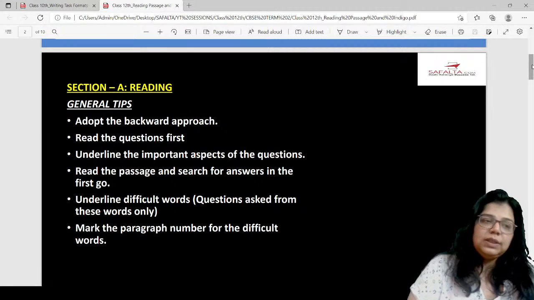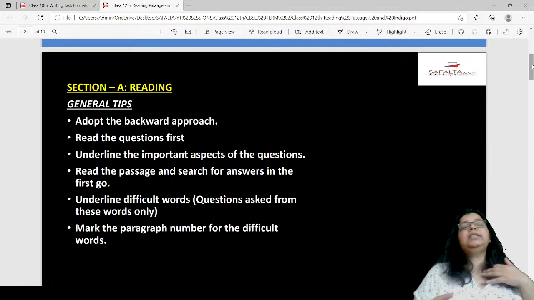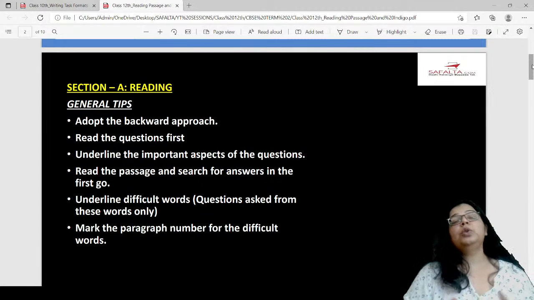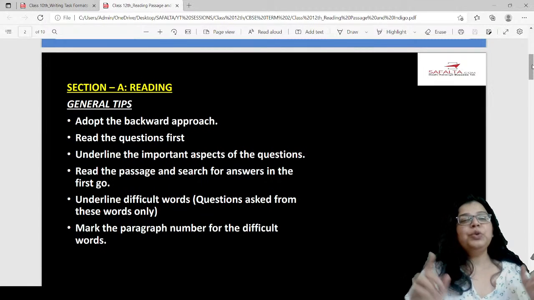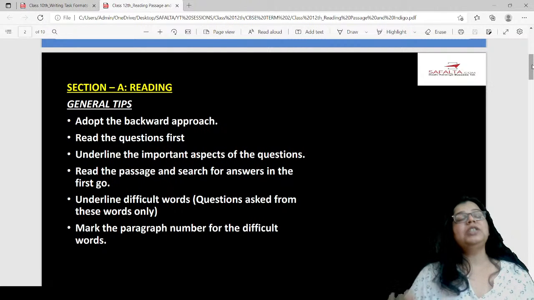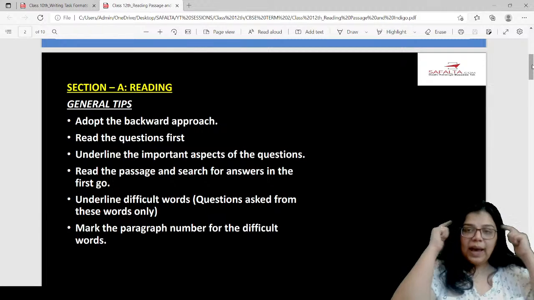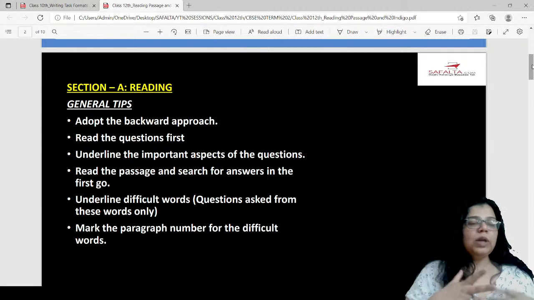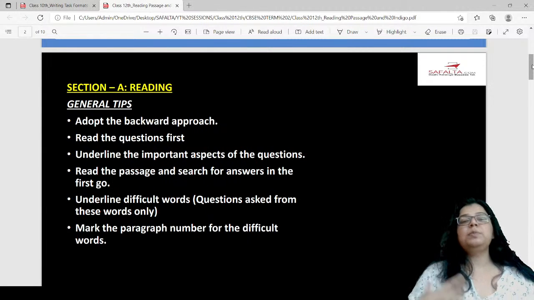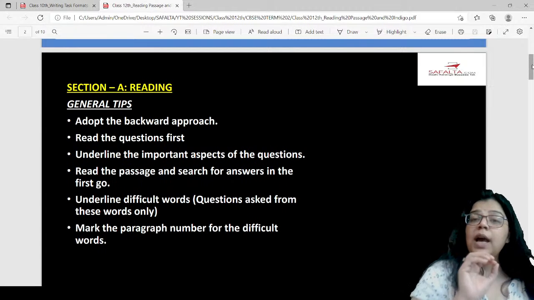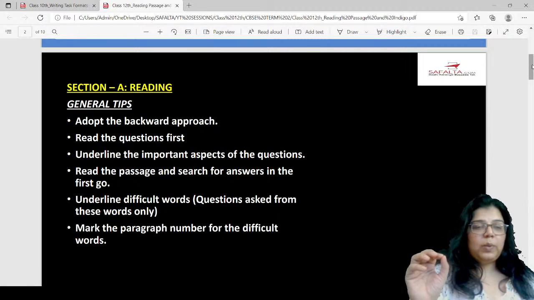So let's begin with the strategy. The strategy is a backward approach. And what is the backward approach? You read the questions first. Yes, you heard that right. Read the questions first. What happens when you read the questions? You will have them in your head, right? If you can't seem to remember the questions or what is being asked, underline the question. Very important. Underline what is being asked in the question.